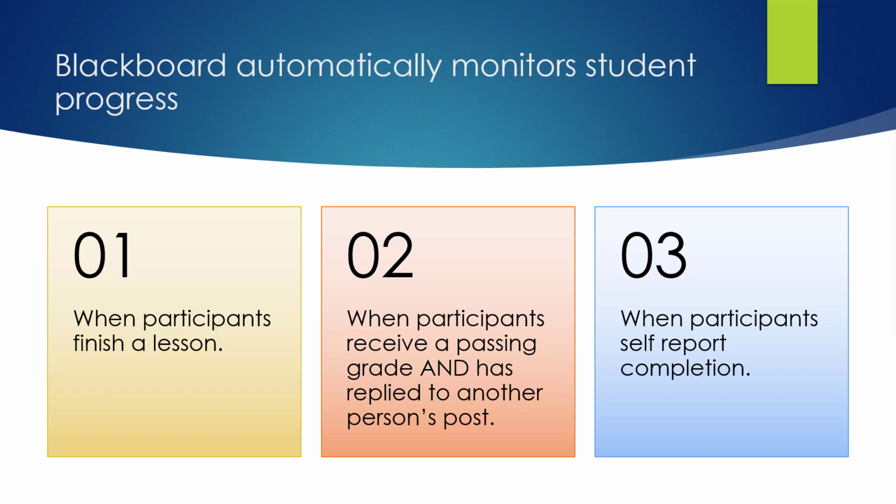1. When participants finish a lesson, but they must go all the way to the end of lesson page for this to happen. 2. When a student has received a passing grade and has completed all the other requirements for the activity. For example, to complete a discussion board, the participant must receive both a passing grade and have replied to another person's post. And 3, when students self-report a completion. This is usually for optional items like additional reading.